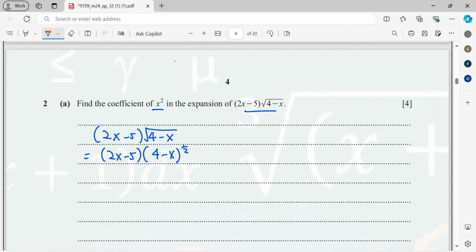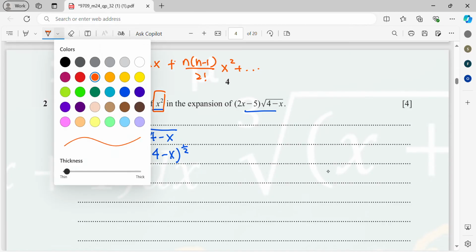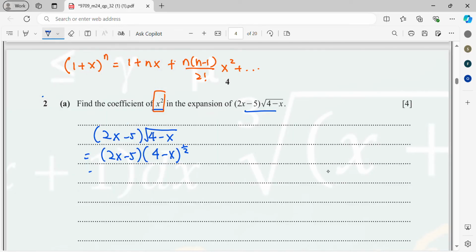Now, because the power is half, which is not a positive integer, we need to use the binomial expansion in Paper 3, which is 1 plus x to the power n. This is the formula: 1 plus nx. Here we need to get x squared, so the next term is n times n minus 1 over 2 factorial x squared, and so on. In order to use this formula, I need to get 1 followed by plus, so instead of 4 minus x to the power half, I need to factorize the 4 to make it 1 first.